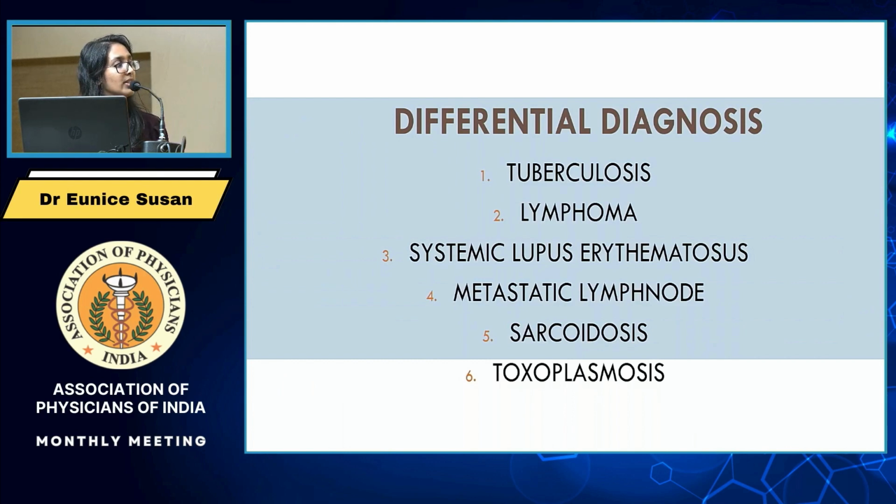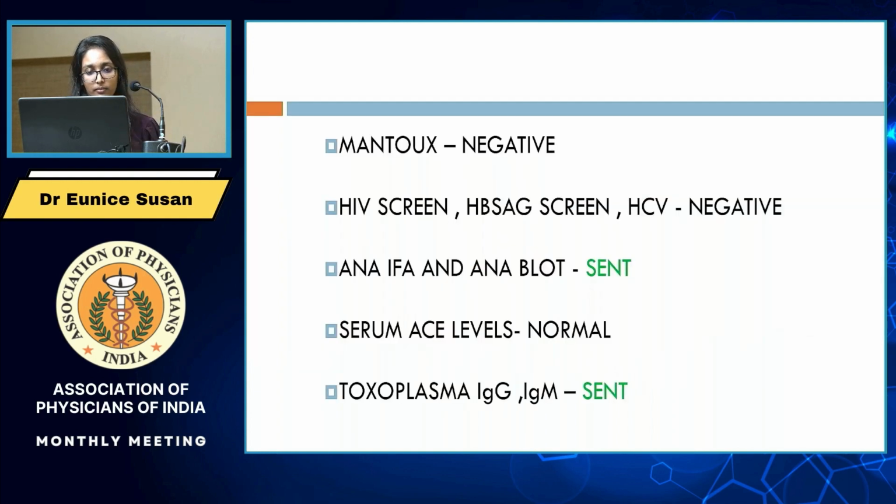So with this new history, our differential diagnosis included tuberculosis, lymphoma, systemic lupus erythematosus, metastatic lymph node, sarcoidosis, and toxoplasmosis. So Mantoux was done, it was negative. HIV screen, HBsAg screen, and HCV screen were negative. ANA IFA and ANA blot were sent. Serum ACE levels were normal. Toxoplasma IgG and IgM were also sent.